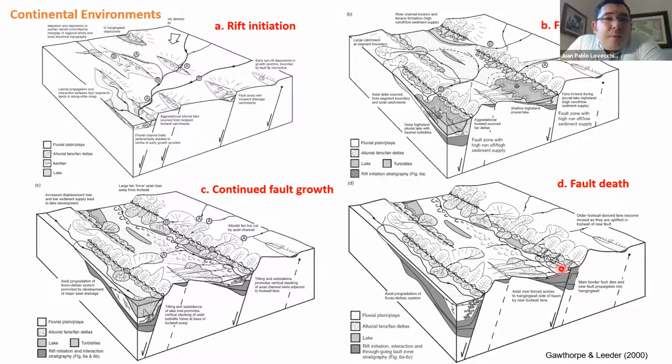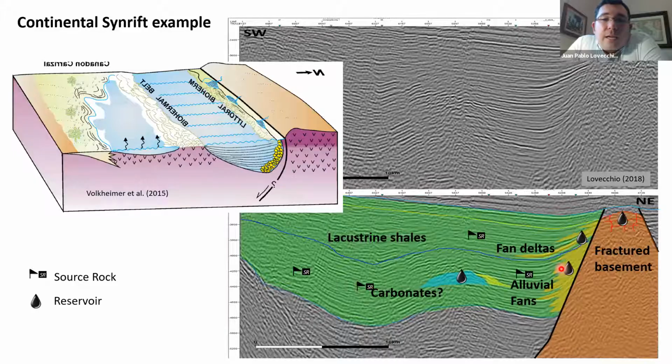Let's see some examples of continental rifts. This case is from Argentina, and we have the development of a rift basin here. You see the active fault. Here you have the uninterpreted and the interpreted section. You have the active fault, and these are the footwall alluvial fans or fan deltas, depending on the kind of environment that they reach.